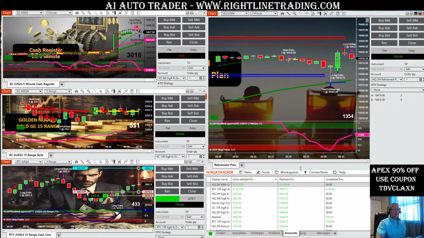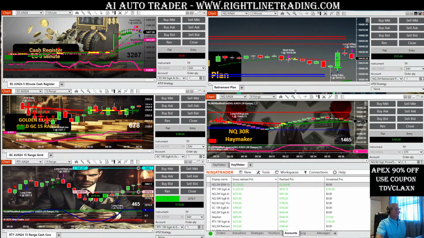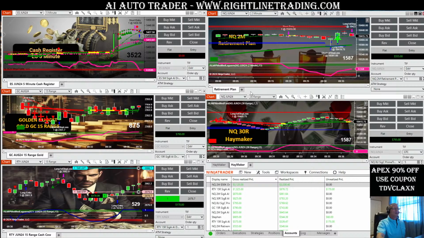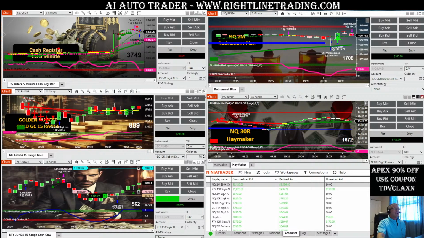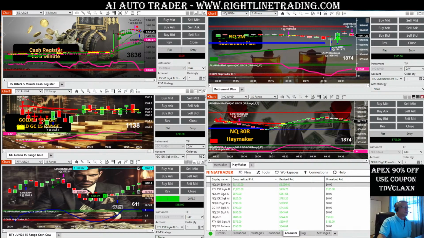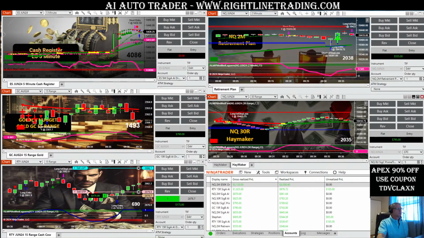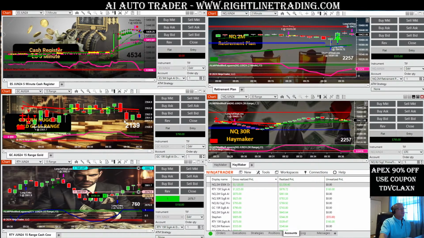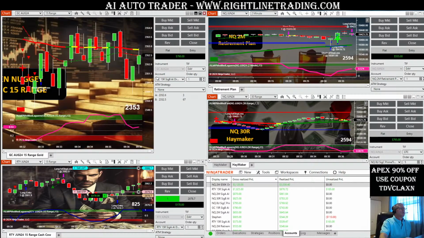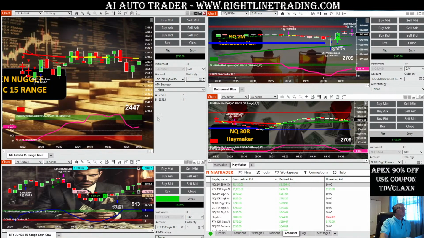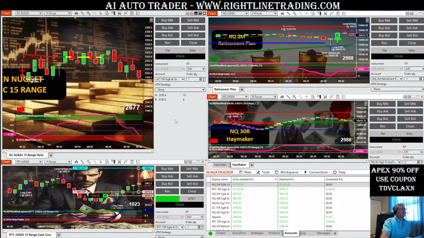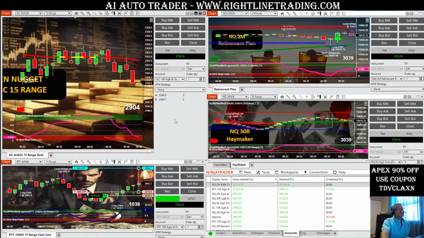Retirement plan's picking up where it left off yesterday. If you remember yesterday, retirement plan was on fuego, fire. Gold is getting some really good volume here. Let's keep an eye on gold. That signal B on gold is hot.